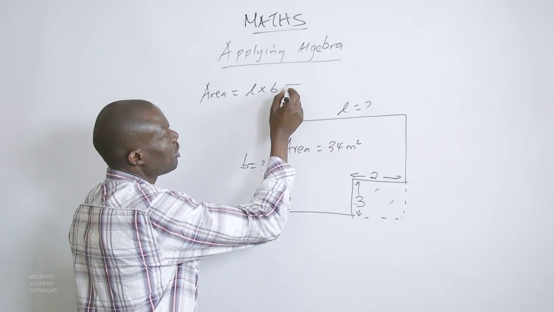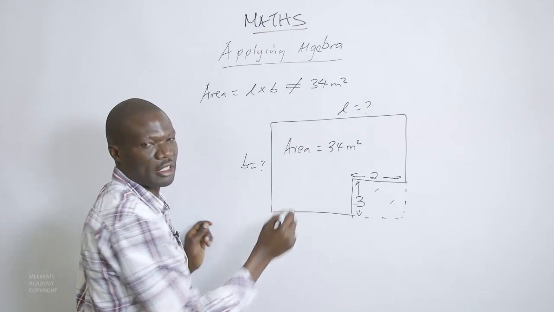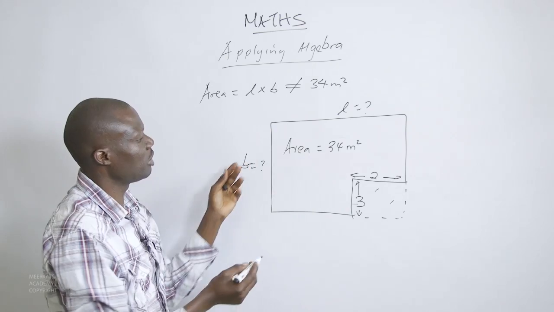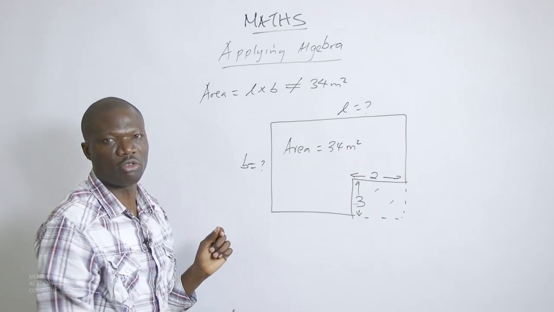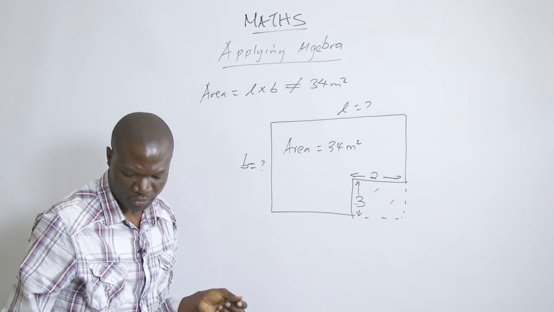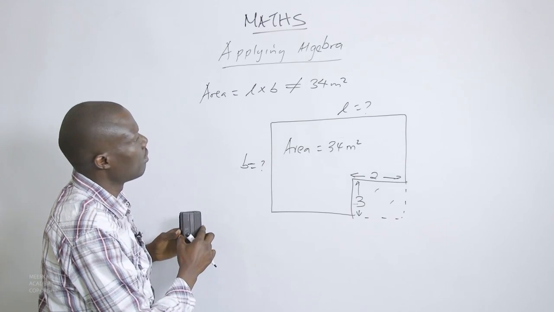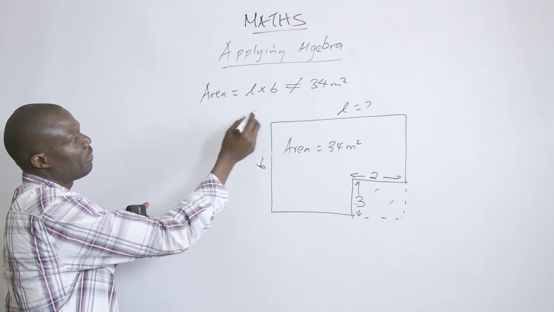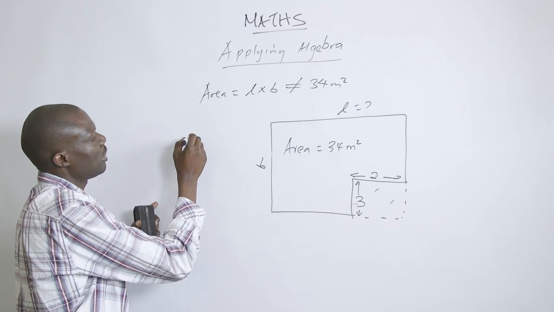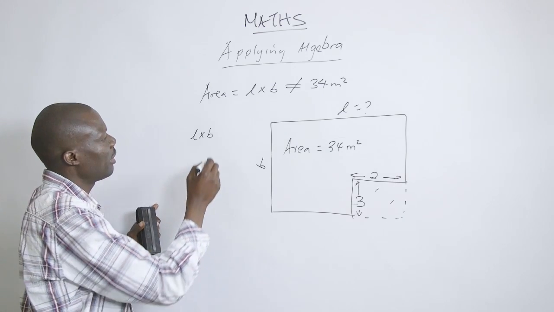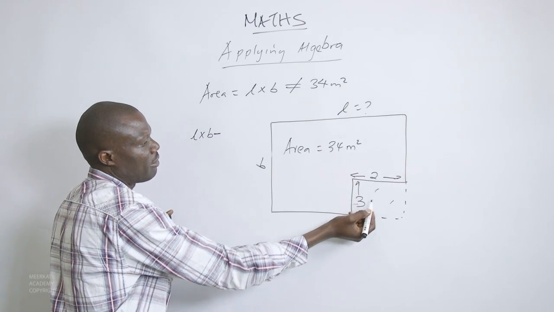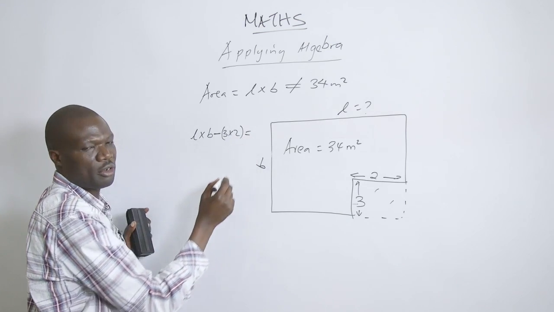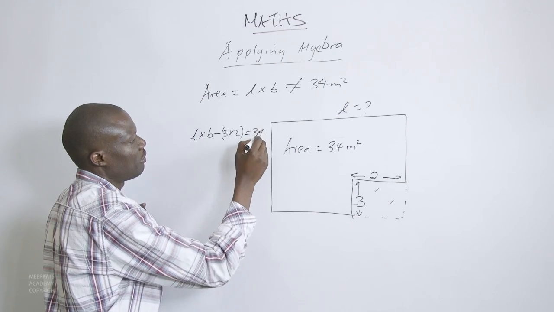We know that this is not equal to 34 square meters, because that 34 will only be found having removed this part. So how do we get this 34? The 34 is the full area, which is length multiplied by breadth, and then minus the area of the part that is chopped off, which is simply 3 multiplied by 2. When you work this out, you should be able to get 34.